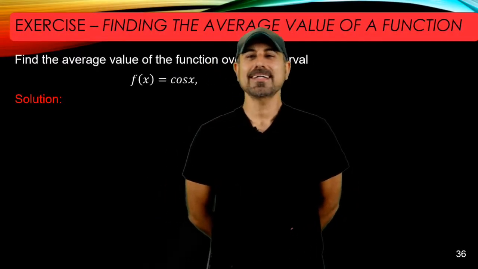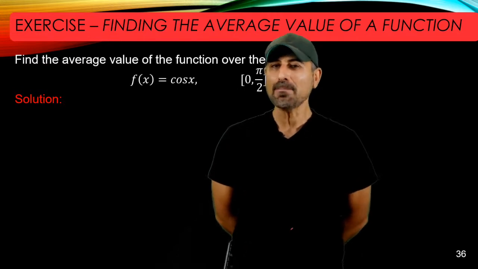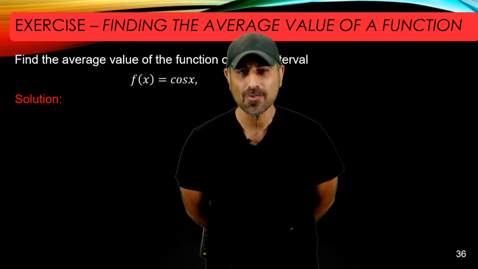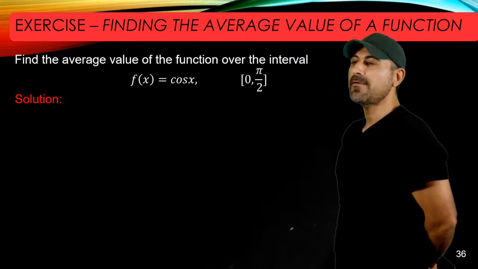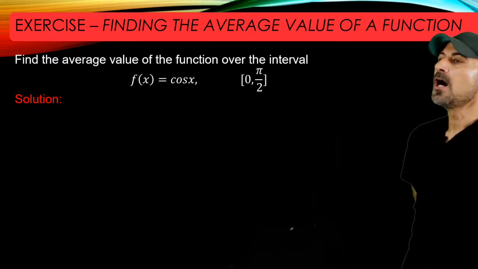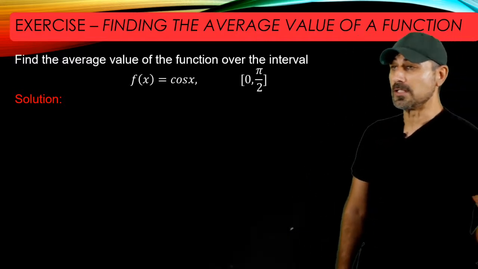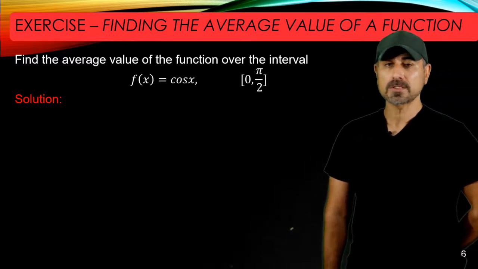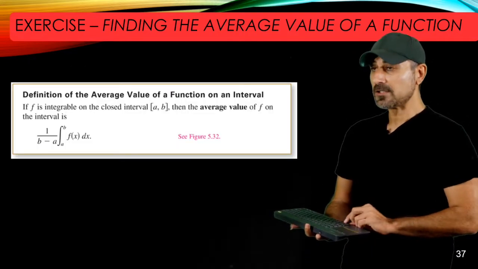Hello, welcome back. Today we're going to go over an exercise which is going to be the application of the mean value theorem for integrals. So we're trying to come up with the average value of a function. In this case, it's cosine x over the interval 0 and pi over 2. So why don't we go ahead and remember the definition of the average value of a function.